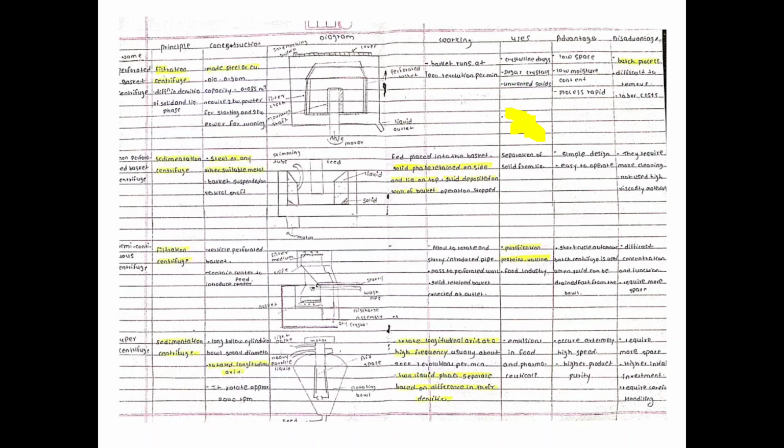The semi-continuous centrifuge, a filtration centrifuge, is allowed to rotate, with ancillary uses in purification of proteins and in the food industry. The super centrifuge is used for emulsions in food and pharmaceuticals.